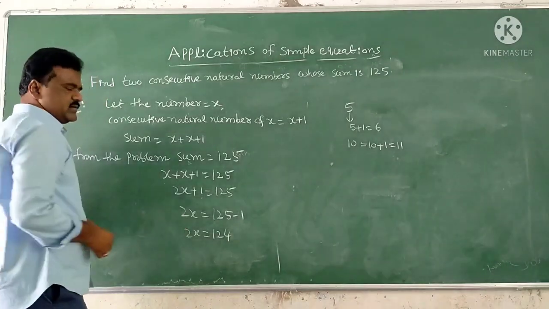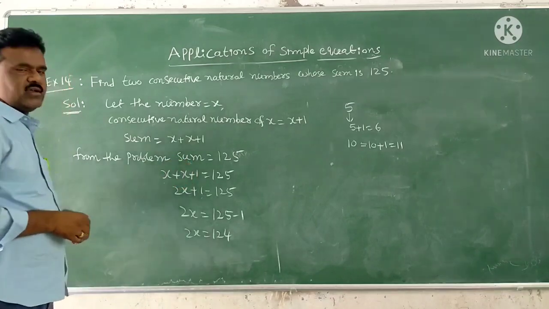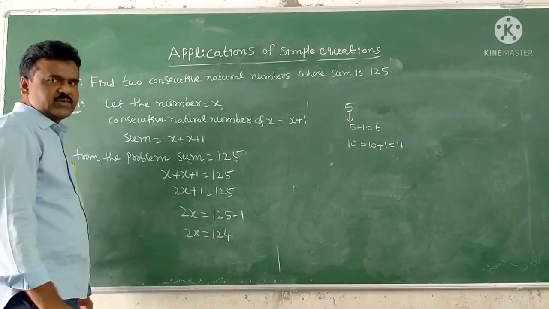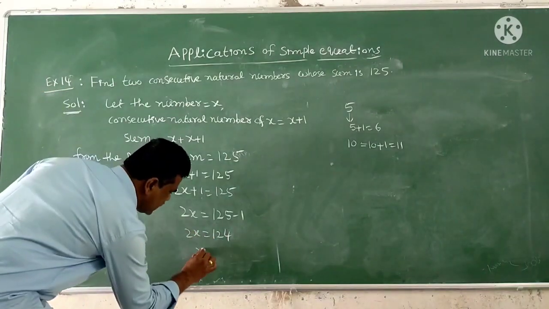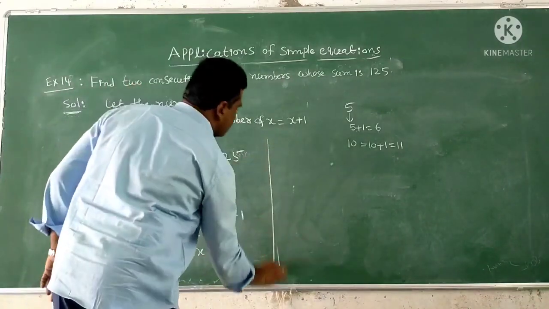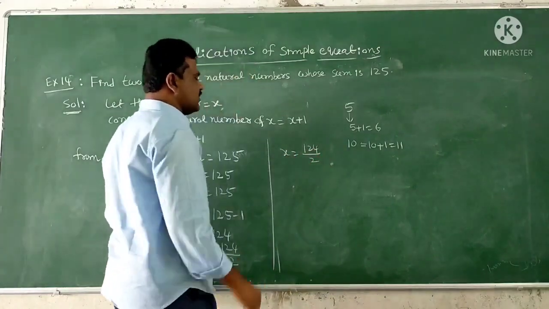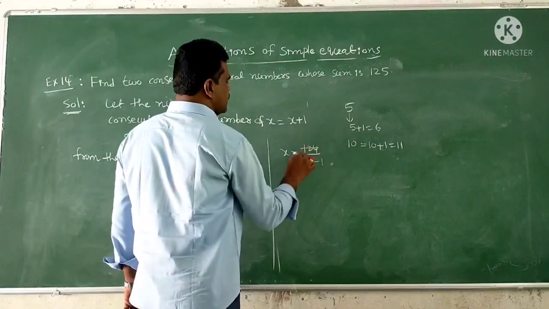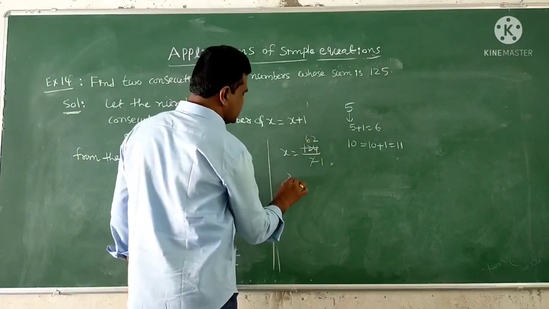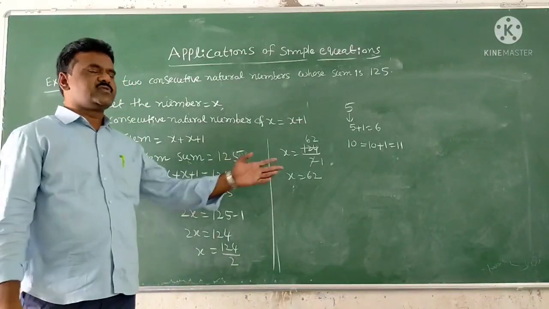Here 2 is multiplying. Now transposing 2 to RHS, it becomes divides. So x is equal to 124 by 2. 2 1 ja 2, 2 6 ja 12, 2 2 ja 4. X is equal to 62. First number we get, x is equal to 62.